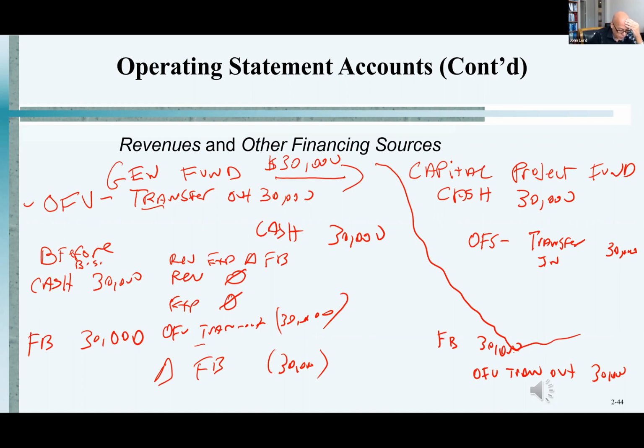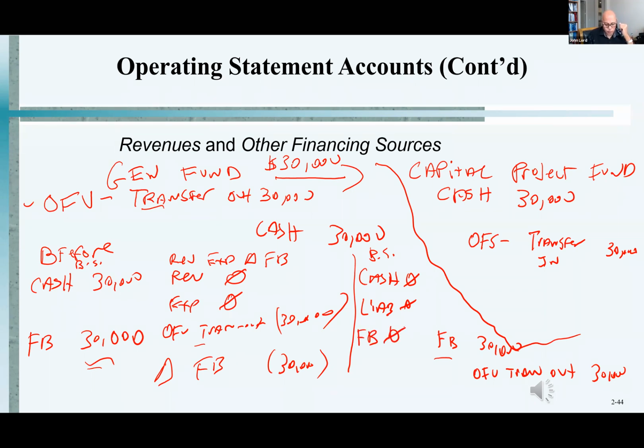And when I prepare the balance sheet immediately after my closing entries, my cash is what? My cash is 0. I didn't have any liabilities in this example. They continue to be 0. And now my fund balance is how much? Fund balance is 0, right? Because I closed it right here.